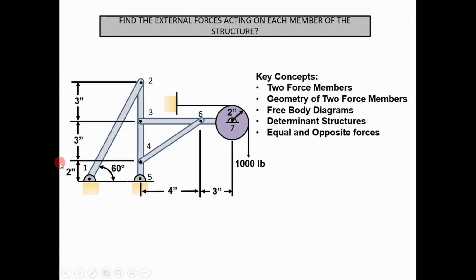What you have here is an assembly with multiple members on it. As we step through this problem, I want you to think about these key concepts: 2 force members and their geometry, which we'll go into detail on in the upcoming slides. Also free body diagrams, being able to break things down and draw the reaction forces on each member. And determinate structures. A determinate structure is basically a structure where you can apply the equations of equilibrium and solve the problem. We're not going to get into equations of compatibility; that's a little out of the scope of this video.